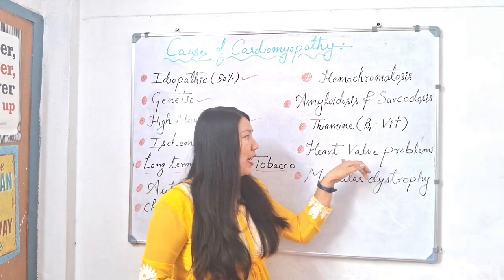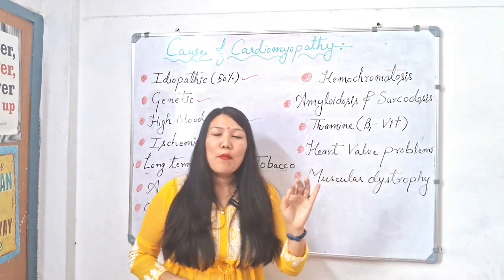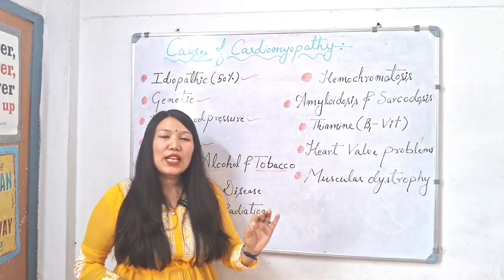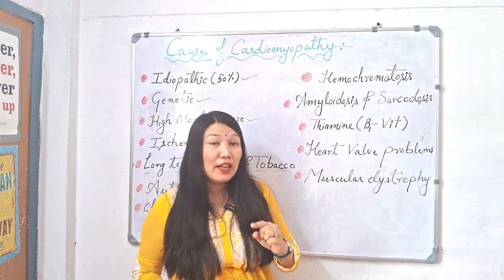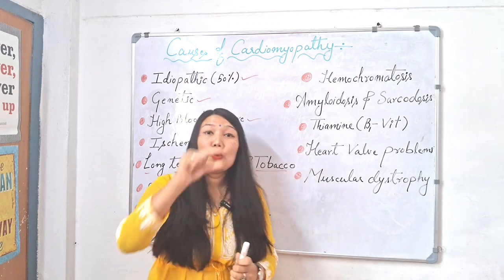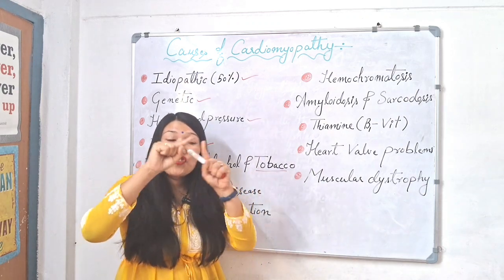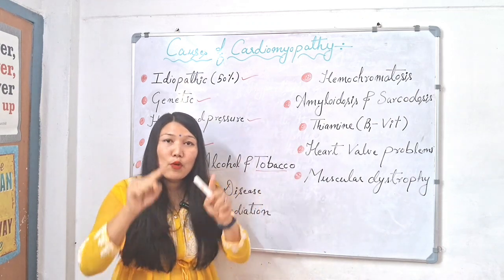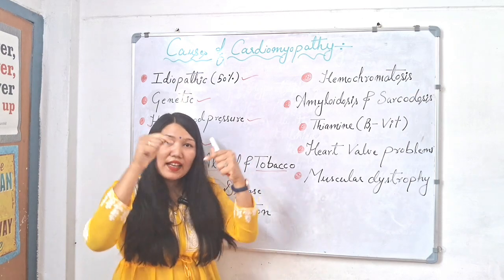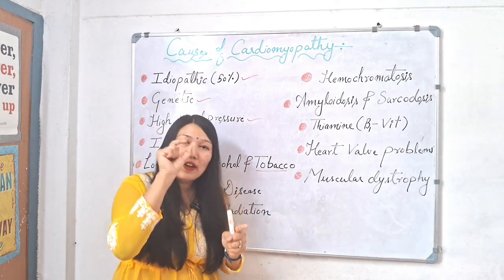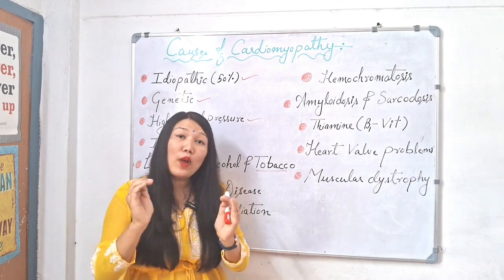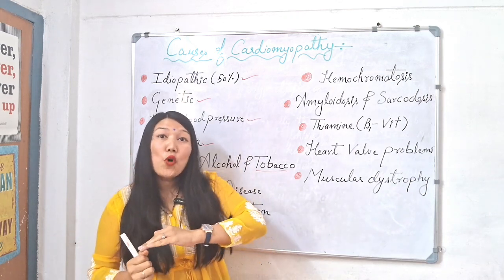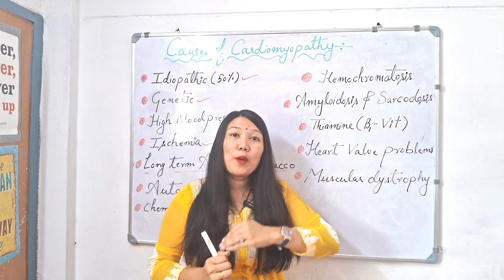Next we have heart valve problems. If someone is suffering from a heart valve problem, suppose there is stenosis in the aortic or pulmonary valve, then what will happen? Stenosis means narrowness of the valve. The chambers are filled with blood, but there is narrowness in the valve, so the heart has to do extra work. The heart has to make extra effort for the forceful extraction of the blood from that chamber.